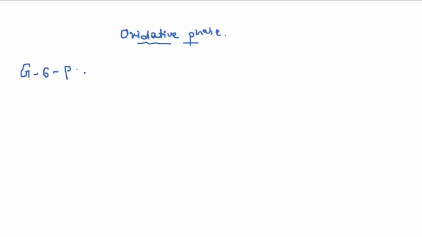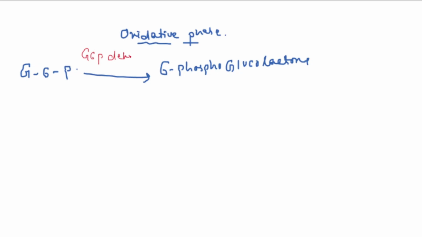This glucose 6-phosphate is converted into another molecule known as 6-phosphoglucolactone. For this process to take place, there is a requirement of an enzyme. The enzyme required is glucose 6-phosphate dehydrogenase, which for its stability also requires Mg+2.